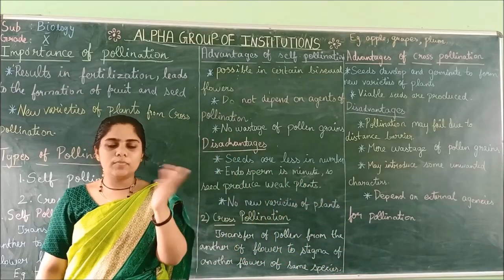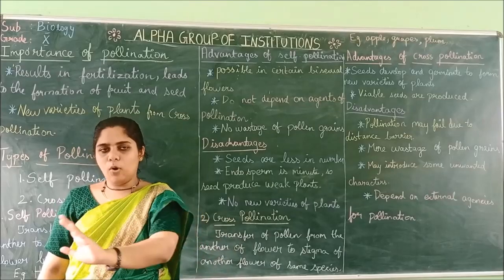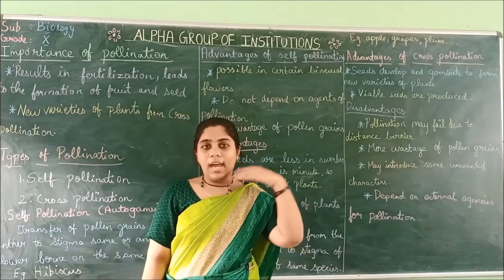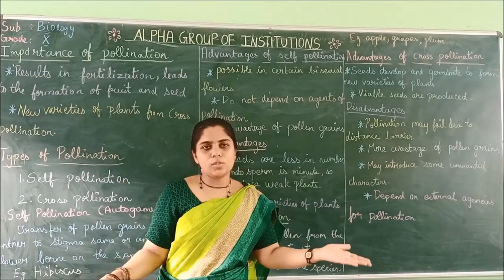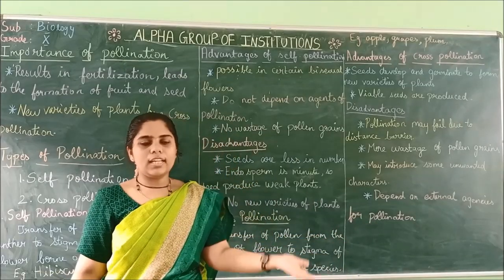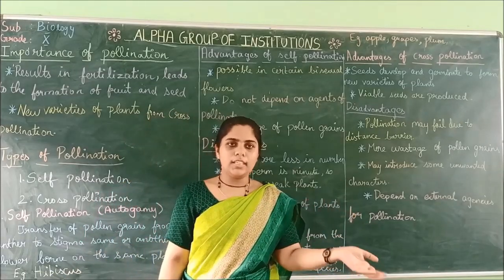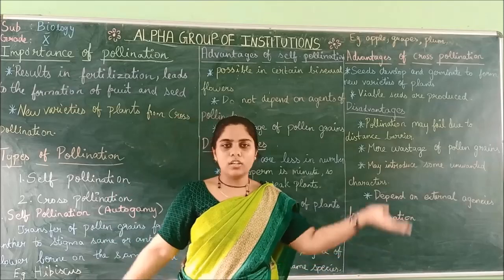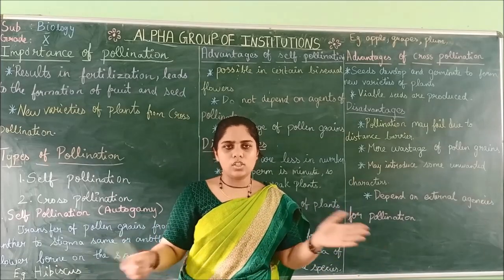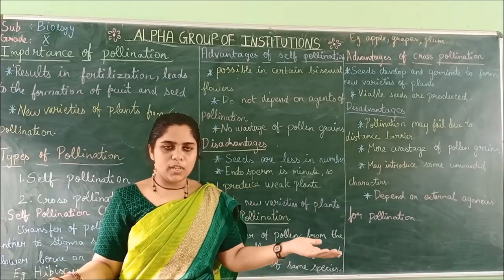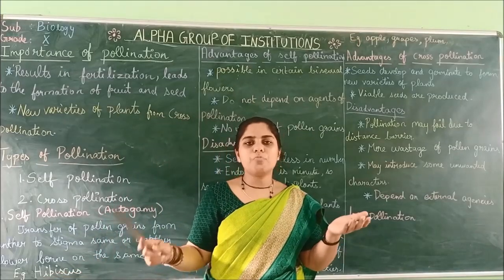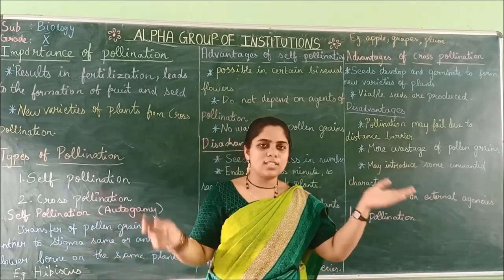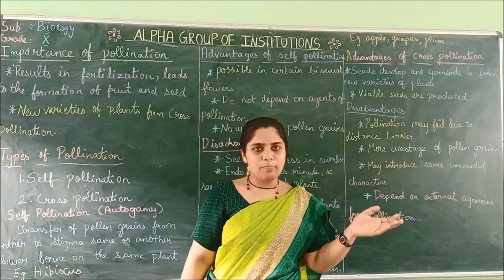Through wind or insects, what happens? The pollen grains from the anther of one plant go to the stigma of another plant. There is no relationship between the two plants, but the pollen flies to the other plant and it gets pollinated. Such type of pollination is called cross pollination. A cross is made. There is no communication between the two plants. With agents of pollination like wind and insects, the pollination takes place. So, it is called cross pollination.